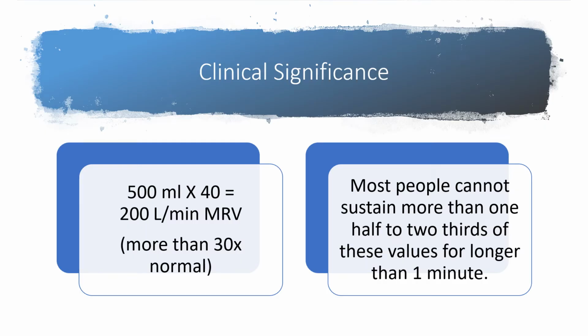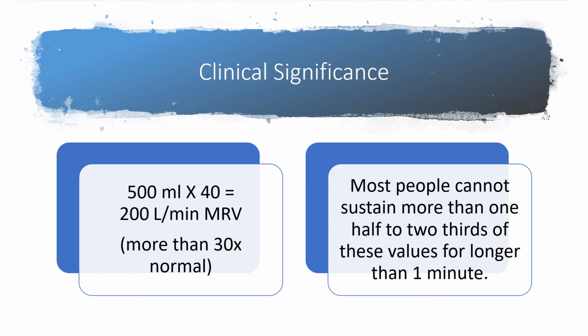The respiratory rate occasionally rises to 40 to 50 per minute, and the tidal volume can become as great as the vital capacity. From 500, well, it can rise up to 4,600 ml. This can give a minute respiratory volume greater than 200 liters per minute compared to 6 liters per minute. It's more than 30 times the normal, and most people cannot sustain even half of these values beyond 1 minute.